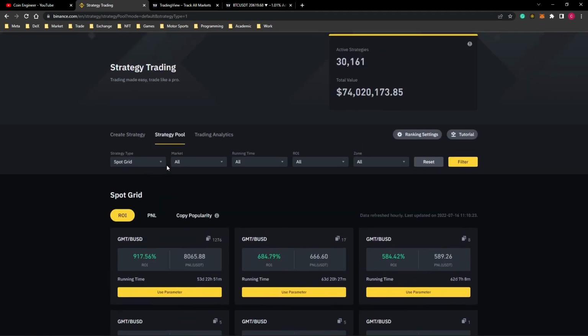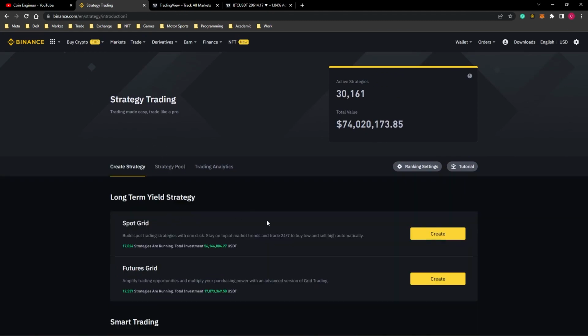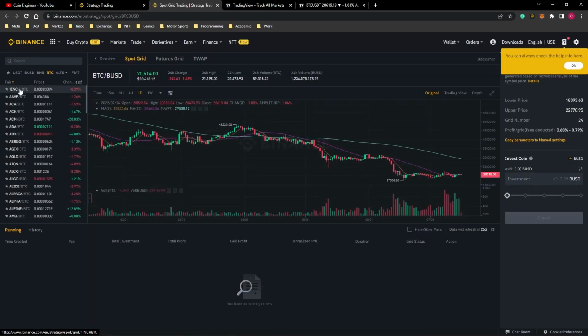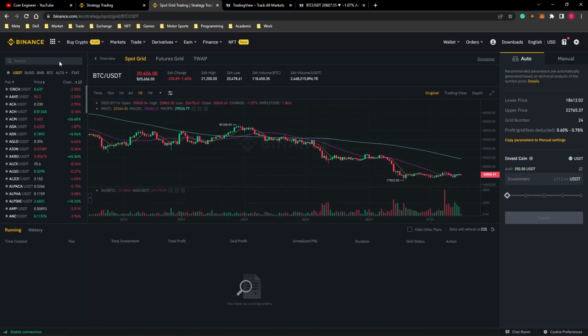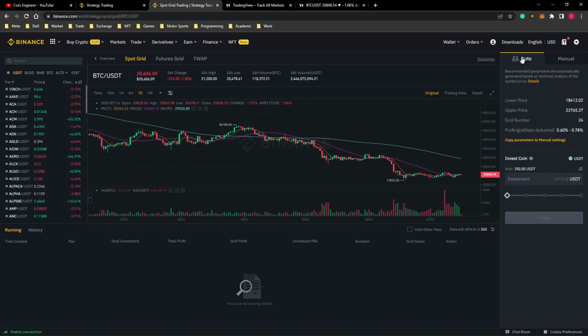And if we choose to create our own, we need to click on this create strategy button. For example, let's create a spot grid. After clicking the button, we need to select the coin from the market. After selecting our coin, we need to do technical analysis to set our target parameters such as our stop loss and take profit levels. We can use the auto option if we don't want to bother ourselves with technical analysis. But I will show you the manual part.